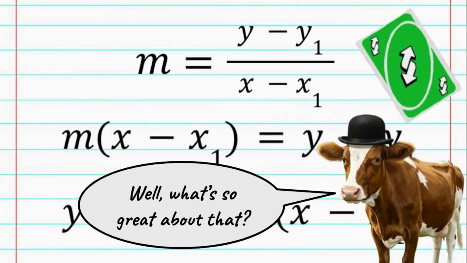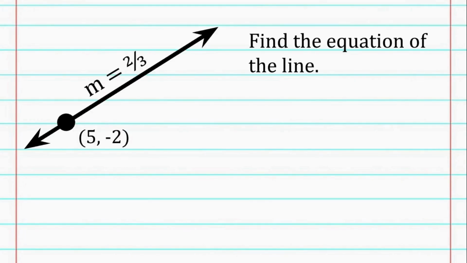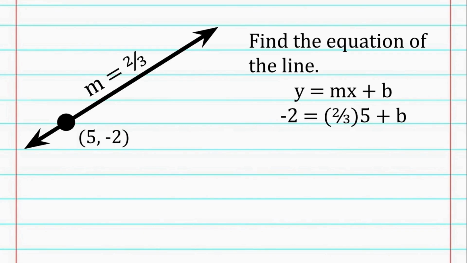But what's so great about that, says our friend Cow in a top hat? You just wait. If you stay awake in algebra, you're going to see a problem that looks like this. You're given a point and a slope, and you're told to find the equation of the line. Well, most students would go back to y equals mx plus b. They would substitute the x and y values of the point, namely 5 and negative 2 for x and y, and substitute the slope for m. Now you gotta find b.